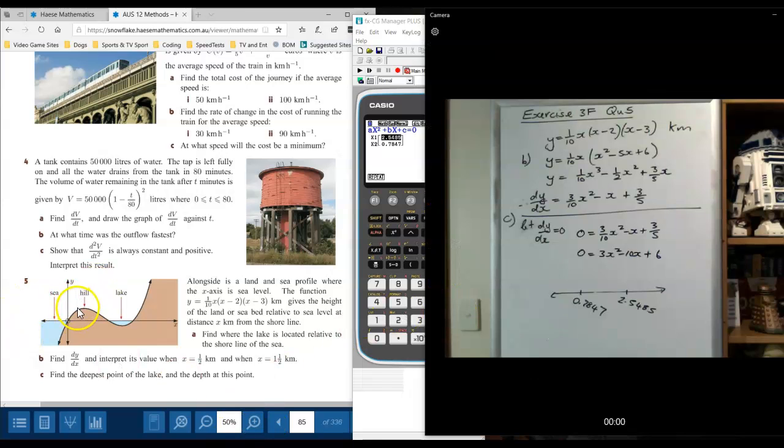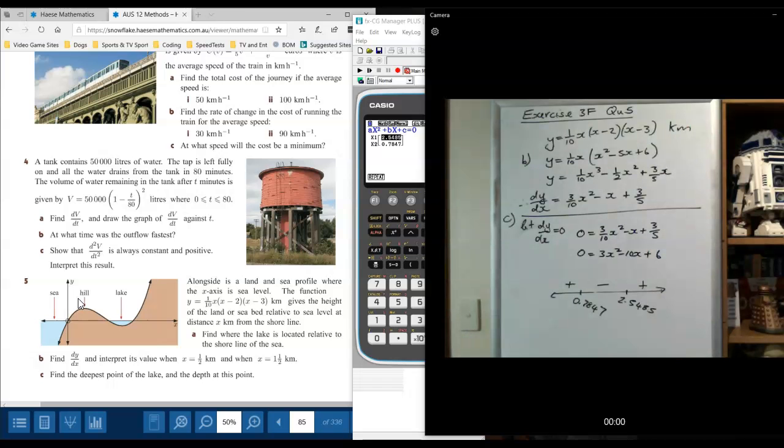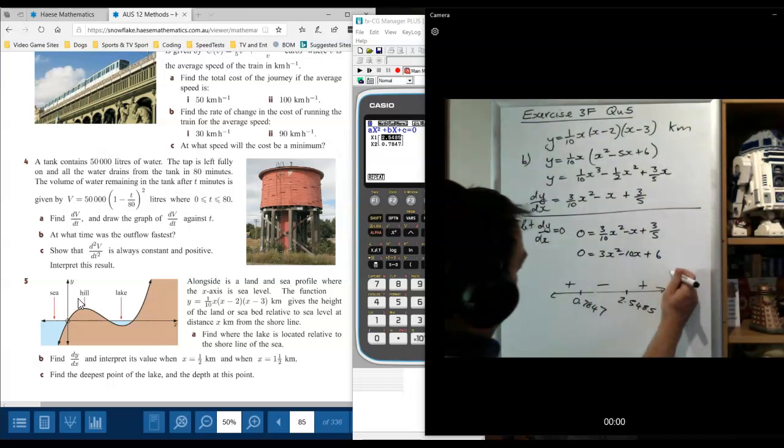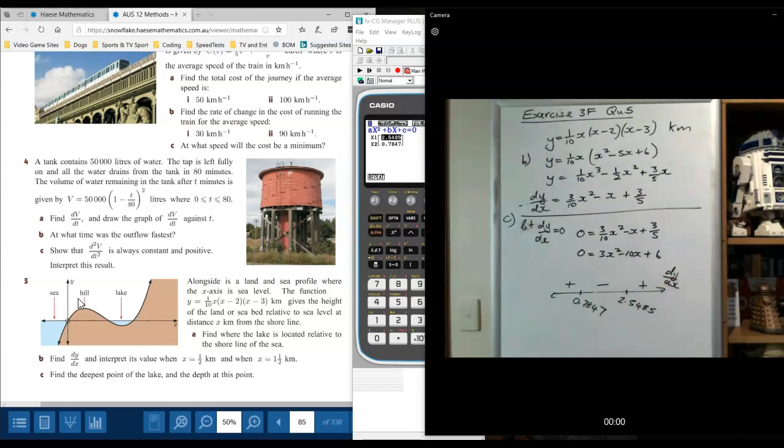The top of the hill and the bottom of the lake. So we were going up, down, up, and this is the sign diagram for dy/dx. So it said find the deepest point of the lake. Well, that's where the deepest point of the lake is.